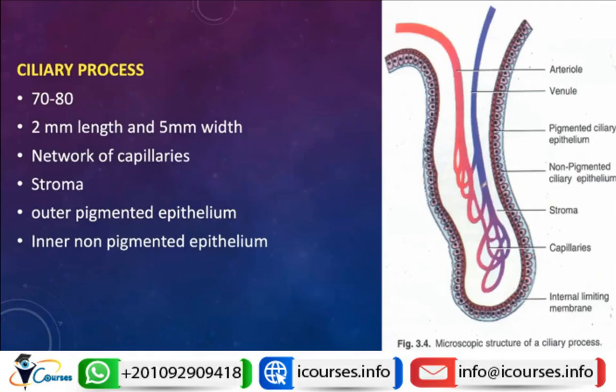So contents from the blood vessels will pass through to the pigmented epithelium, and some contents from the pigmented epithelium will pass to the blood vessel, and then there will also be an exchange of molecules between the non-pigmented and pigmented, and then the aqueous will be secreted from the non-pigmented into the anterior chamber.